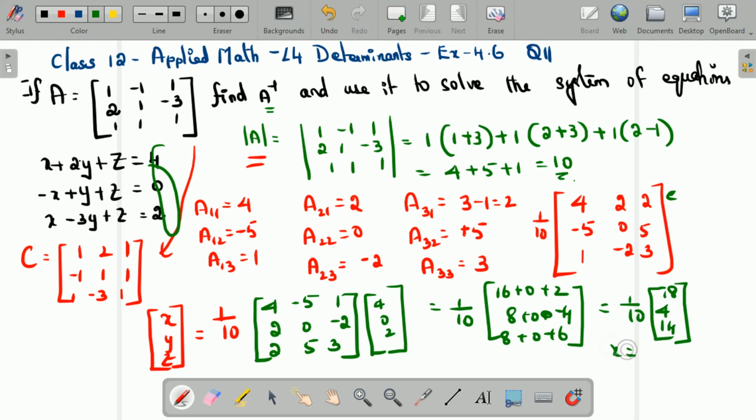So the value of x is going to be 18 by 10, which is 9 by 5. Then y is going to be 4 by 10, which is 2 by 5. z is going to be 14 by 10, so it is going to be 7 by 5.